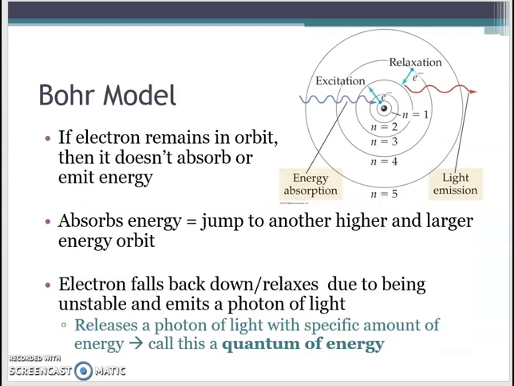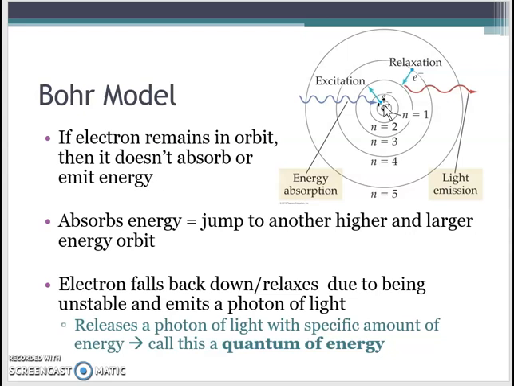Whenever we look at an electron, if it remains in orbit, then it doesn't absorb or emit energy. But if it absorbs energy, then it's going to jump up to a certain higher level, a new orbit. So this electron that's in n equals 1 absorbs energy, and it's going to be excited and go up to n equals 3. Whenever it goes to n equals 3, it will stay there in the excited state, but eventually it's going to be unstable and it will come back down to its ground state where it normally is. So it will go from 3 and then return down to 1.